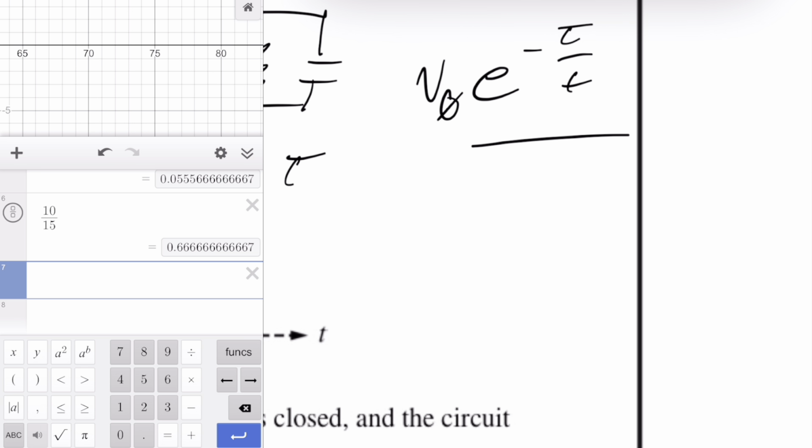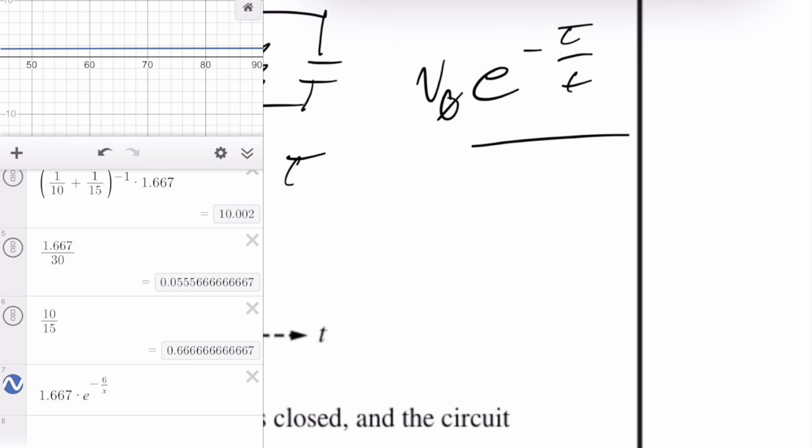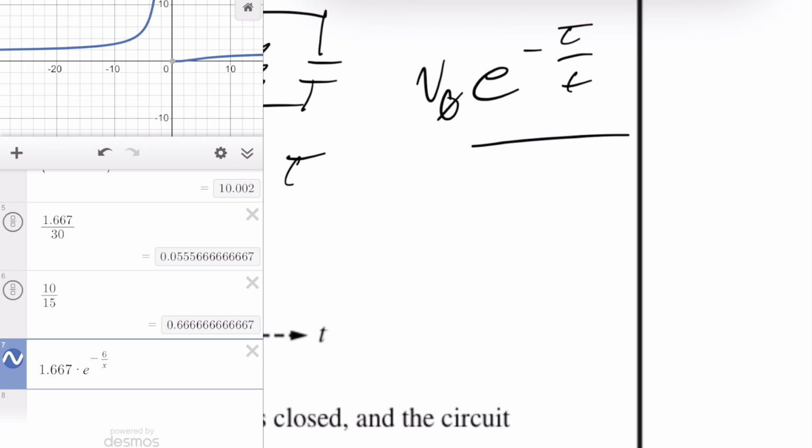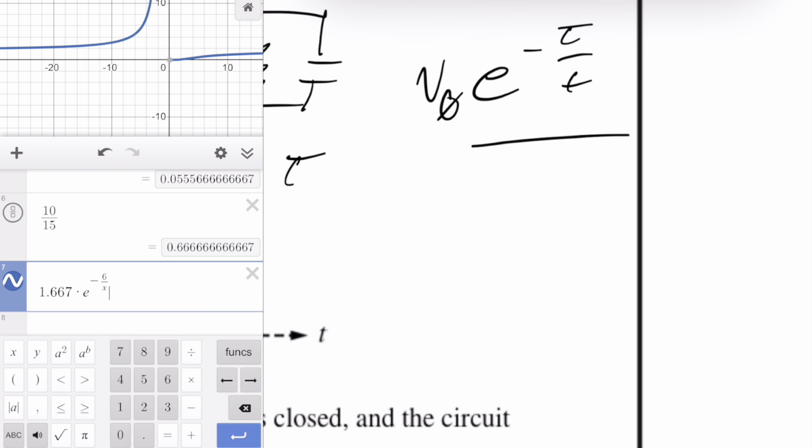So let's say V naught of the whole thing was 1.667 times e to the negative 5. Let's call tau initially 5 over X. Let's look at that graph. Oh, it's t over tau. Sorry, it's t over tau, not tau over t.